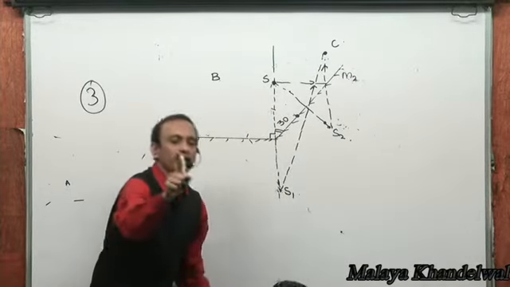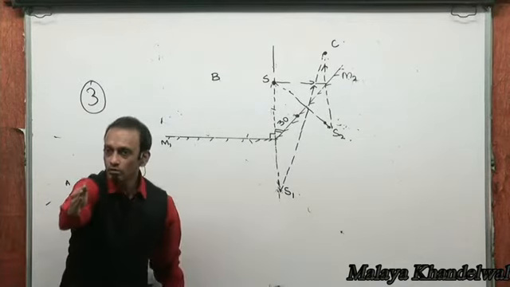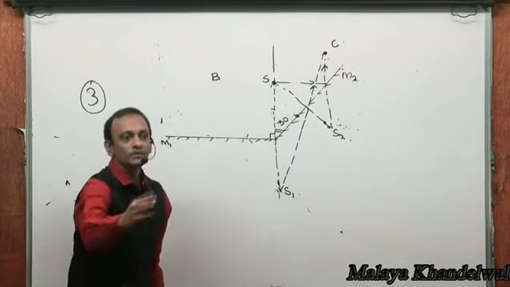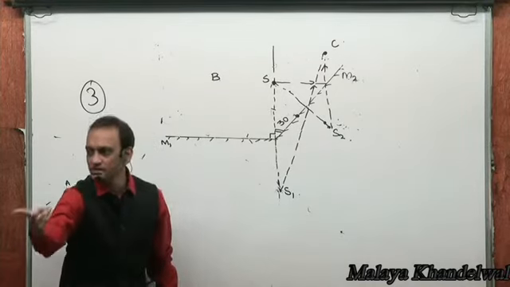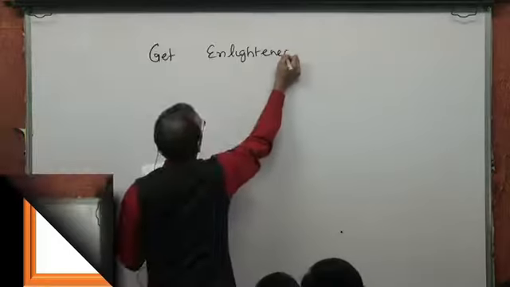So C will see only one image. Yes or no? Are you all okay with this? Right? So A will see two images, B will see two images, but C will see only one image. Right?